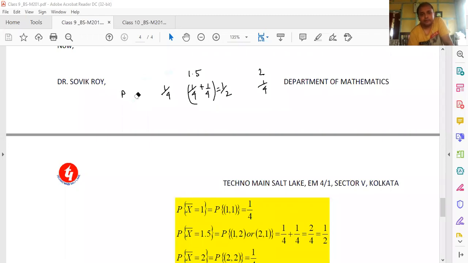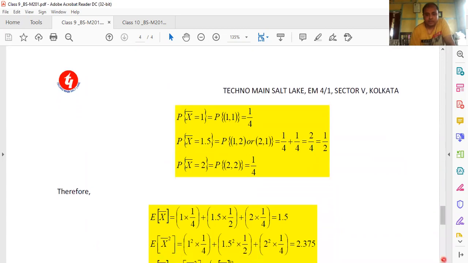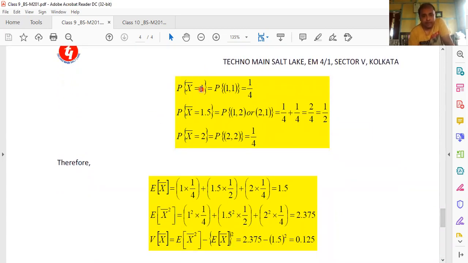Now we are going to calculate the expectation of this random variable. Expectation of X bar will be value 1 multiplied by its probability 1/4, plus value 1.5 multiplied by its probability half, plus value 2 multiplied by its probability 1/4, which is 1.5. Expectation of X bar squared: value squared multiplied by its probability 1/4, value squared multiplied by probability half, value squared multiplied by the probability 1/4, which is 2.375.